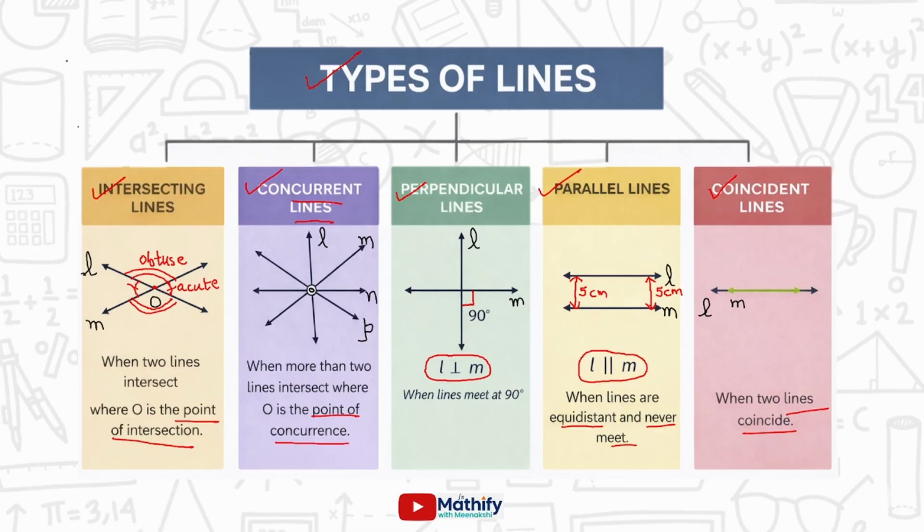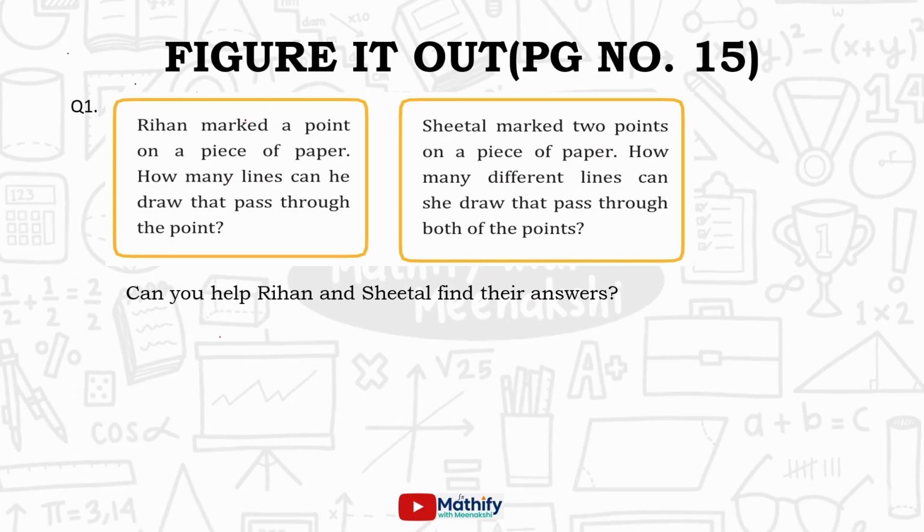Now let's move to Figure it Out. That's on page number 15 of your book Ganita Prakash. Question number 1. Rihan marked a point. That means 1 point. Question is, how many lines can he draw that pass through the point? And here Sheetal marked 2 points. This time they said 2 points. On a piece of paper, how many different lines can she draw that pass through both of the points? So, first we'll draw for Rihan. We have a point. So, how many lines can we draw from this point?